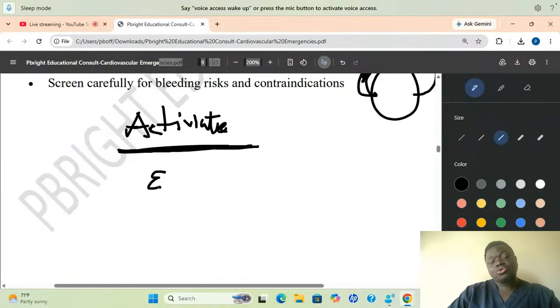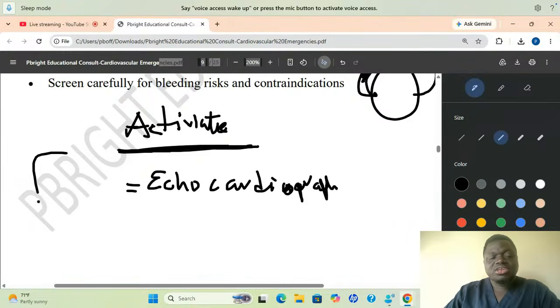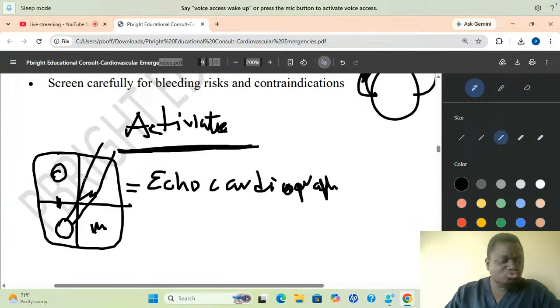It's called echocardiography. When I do a normal echo scan on your chest, what am I looking at? I am looking at the heart. So I divide the heart into four. They will first see here, then they look at the valve here. Is it working well? Then they look at the pulmonary artery, the valve there. Then they come to the ventricles.